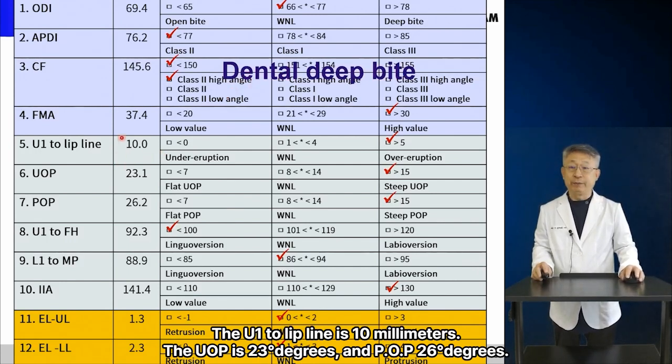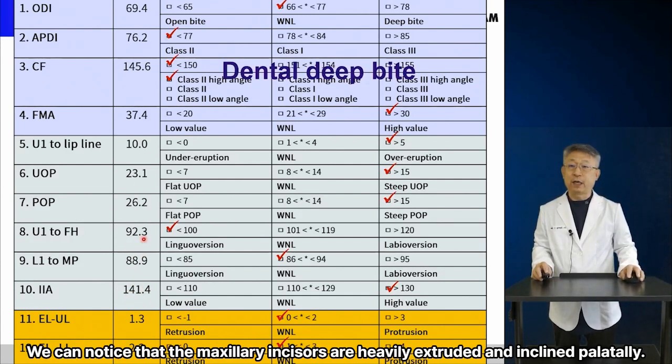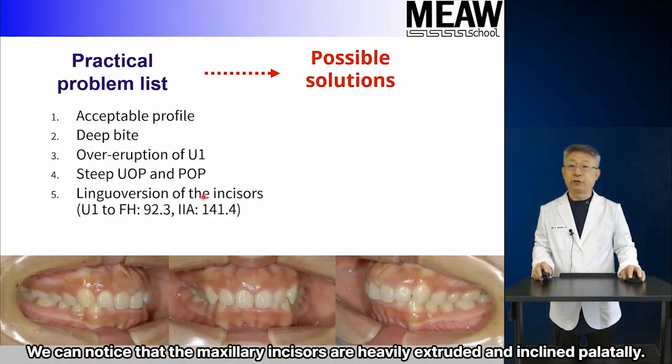The U1 to lip line is 10 millimeters. The UOP is 23 degrees and POP 26 degrees. The U1 to FH is 92 and IIA 131 degrees. We can notice that the maxillary incisors are heavily extruded and inclined palatally.